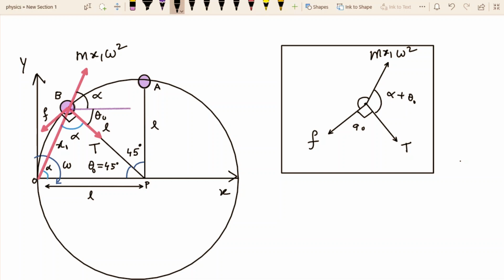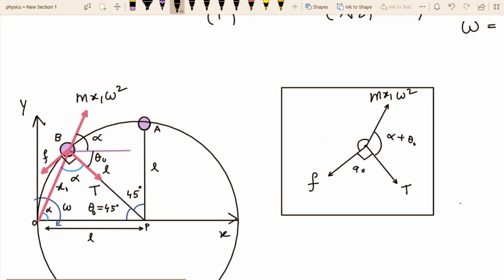Now if you take a line which is parallel to OP, then you will clearly find this angle as theta naught, and this angle is alpha, and the angle between the centrifugal force and the tension is alpha plus theta naught. That is the way in which we are getting the angles. Again we can directly apply Lami's theorem. Whatever angles we require to solve this problem, I have taken only those angles.